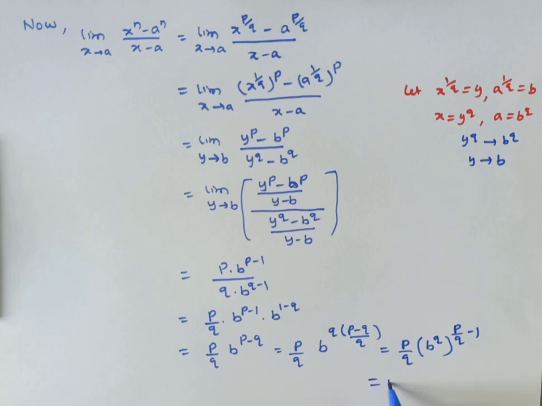So we can express this as n into b power q. b power q is nothing but a, so it is n into a to the power of p by q minus 1. So this is n into a to the power of n minus 1, where n is a rational number. So the given statement is true for all rational numbers, hence it is proved.